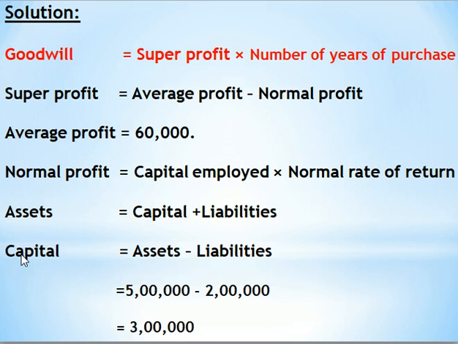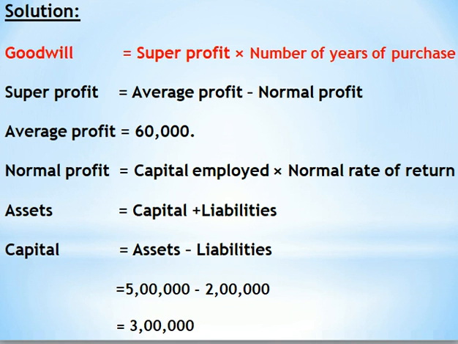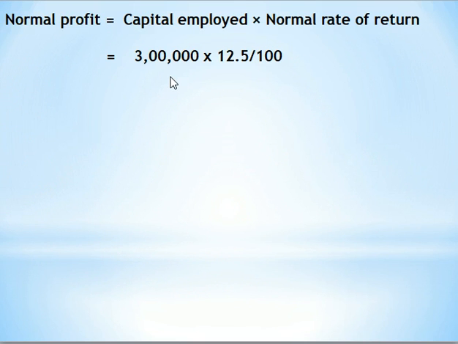Now we have to substitute the amount of capital in normal profit. The amount for capital is 3 lakh and normal rate of return is 12.5%. 3 lakh into 12.5%, which is 12.5 by 100, gives you rupees 37,500.